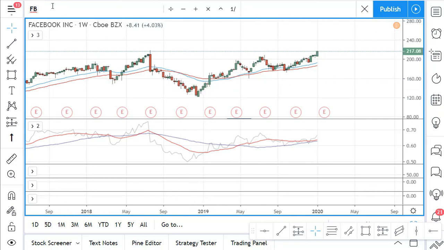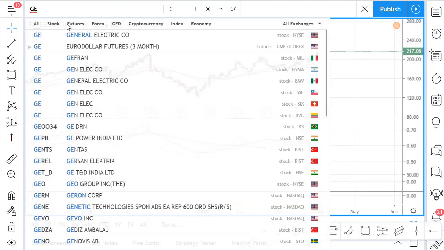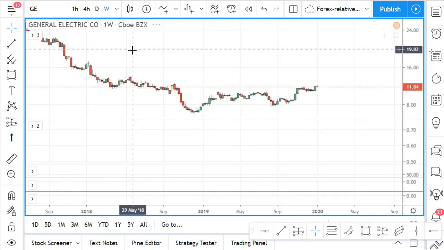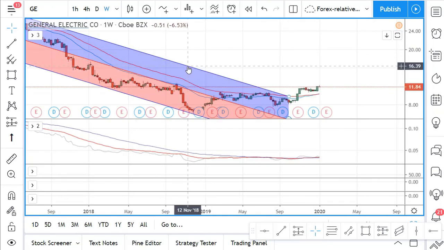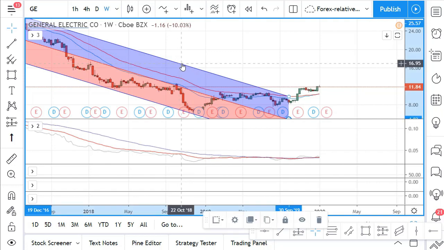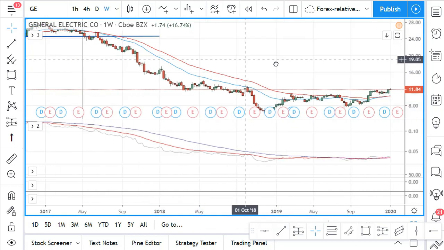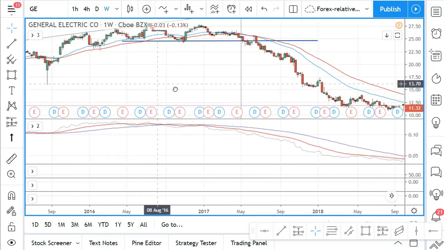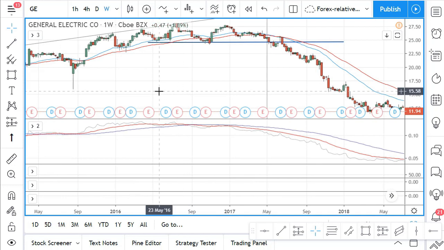Let's have a look at another stock where I can show you how effective this is. General Electric. Now let's just remove this big channel we have on here. Now, General Electric: many people were surprised that it would drop so much, and it was one of the big dividend stocks and one of the big industrial stocks in the US.